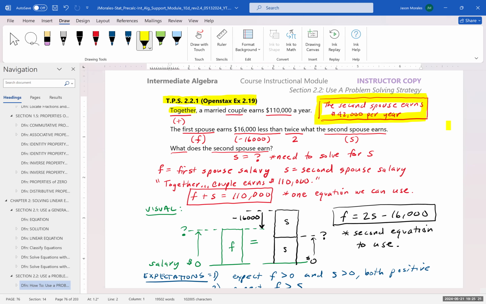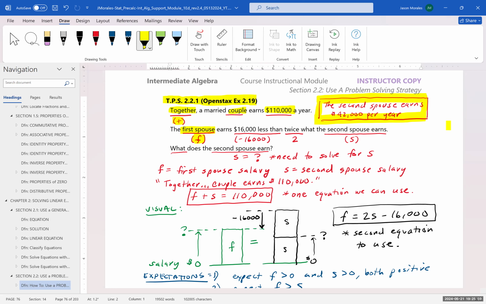The word together is a key word meaning plus. And so together, this couple earns $110,000 a year. That will be useful. And this problem is talking about a first spouse and a second spouse. For the first spouse, we don't know how much they make, so we can assign a variable to represent the amount that the first spouse makes. I'm going to use a lowercase f to stand for first.